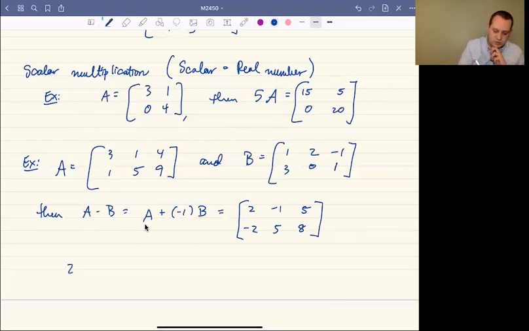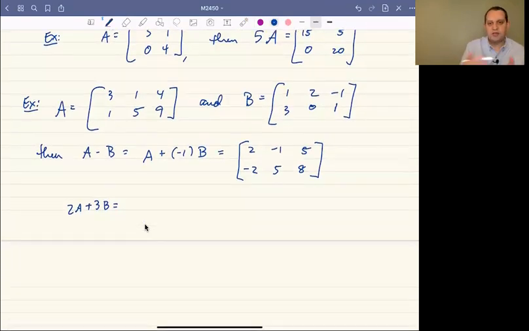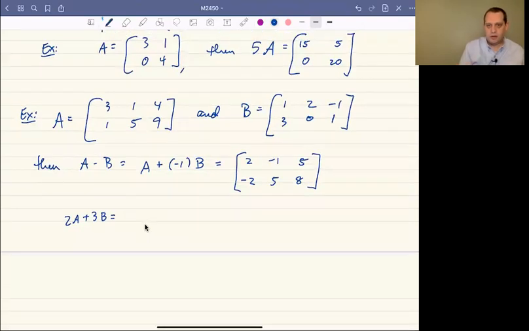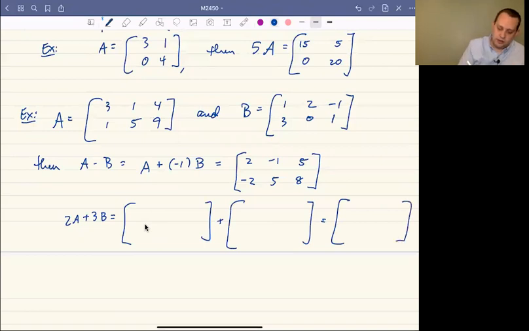We could also do things like 2A plus 3B, where what we do is we take 2A, and so I'm going to just write out first what's 2A and what's 3B. So I'm going to take each entry in A and multiply it by 2, and we're going to end up with 6, 2, 8, 2, 10, 18. And for B, if we multiply everything by 3, we're going to end up with 3, 6, negative 3, 9, 0, 3.